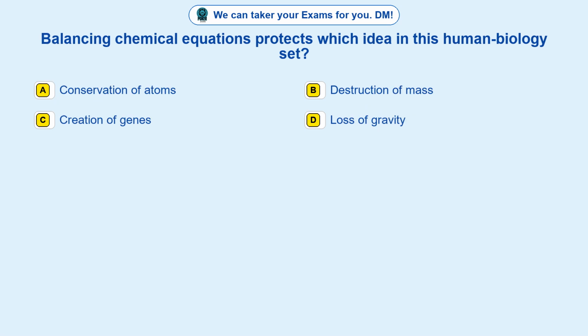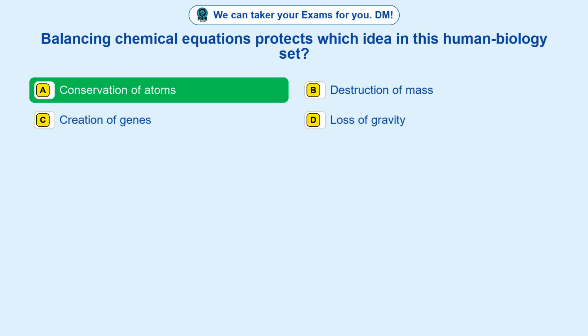Question 39. Balancing chemical equations protects which idea in this human biology set? Option A, conservation of atoms. Option B, destruction of mass. Option C, creation of genes. Option D, loss of gravity. The correct answer is option A, conservation of atoms.